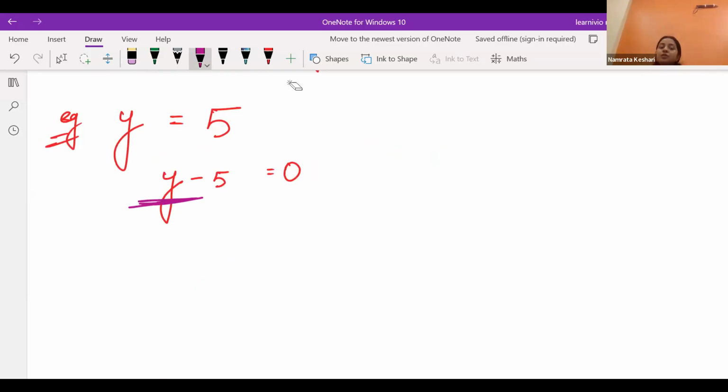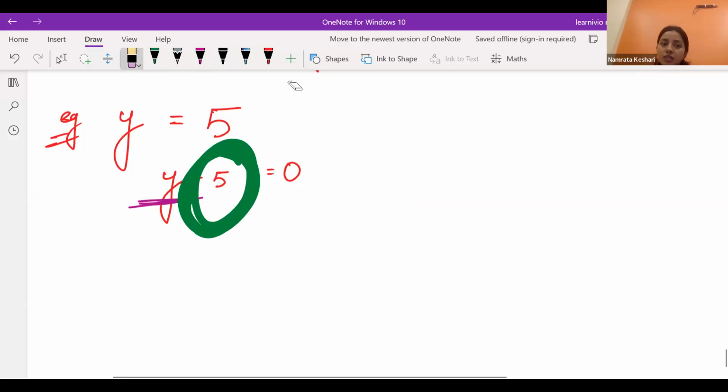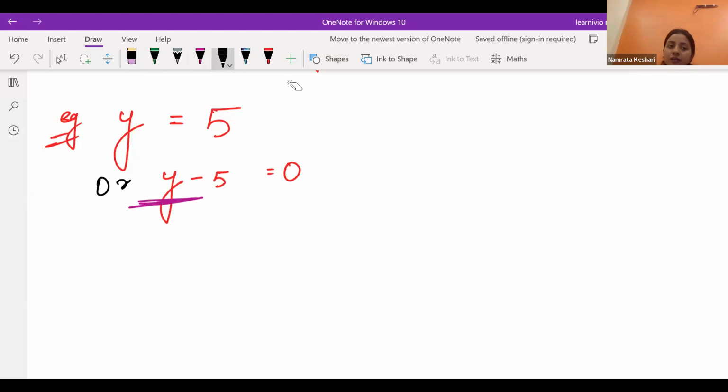You should not get confused about what this 5 is. Any number which is not multiplied with x, y, or anything is your constant. Any number not multiplied with x, y, z is a constant. So your constant term is there and your y is there, but x is not there. So you can write 0 into x. Getting it? Yes, ma'am. Okay, here 0 is multiplied with x. This way we are just giving one representation. If you have understood this much, then let's solve a few questions from the book.